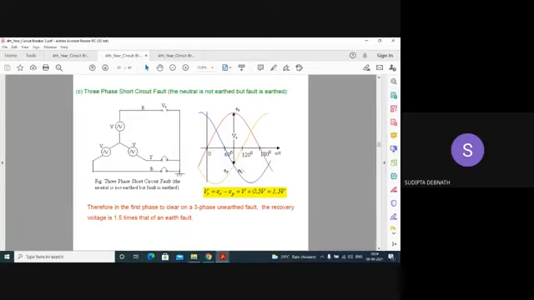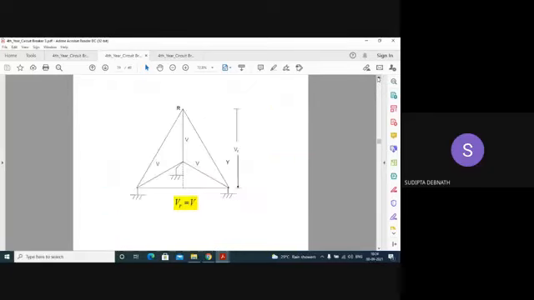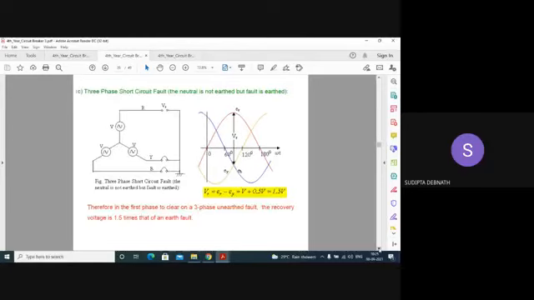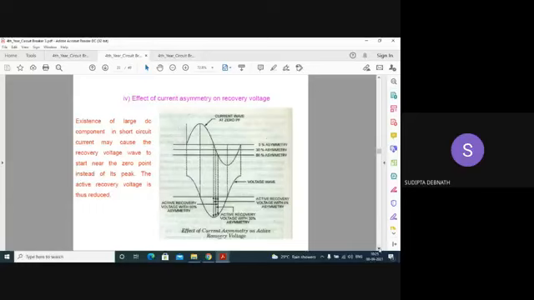So there are actually four phenomena. First one I told you, power factor. Second one, the armature reaction. Third one, the circuit breaker fault conditions, that is, the type of fault and whether the neutral is grounded or not grounded. And fourth condition is the current symmetry on the recovery voltage.